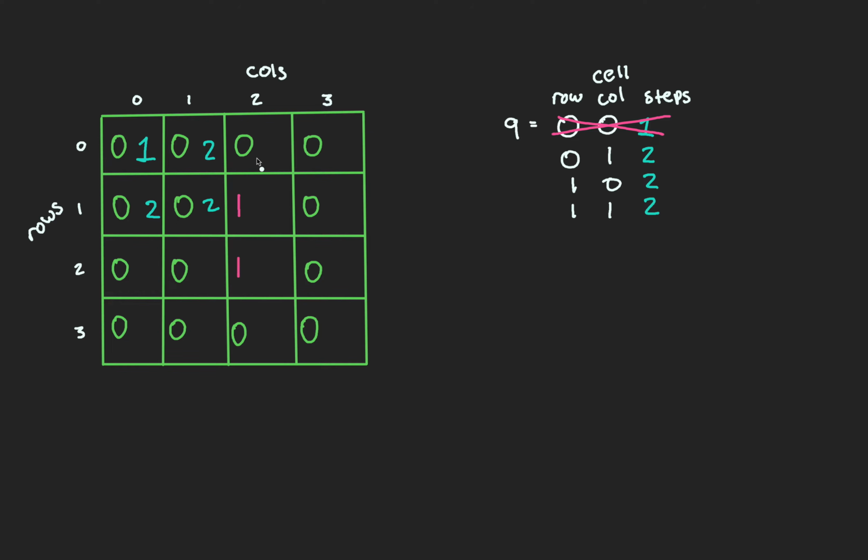Let's enqueue this cell with a row of 0 and column 2 with the number of steps it took to get here. From where we were, that's the 2 plus 1 to get 3. Reflecting that in our queue, it's row 0 and column 2 with 3 steps. Moving on, can we go to the bottom right cell? No, because 1 tells us there's an obstacle there.